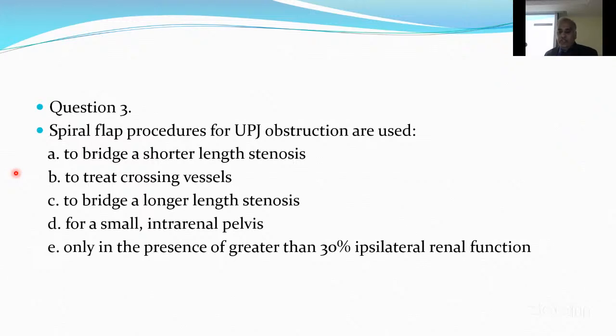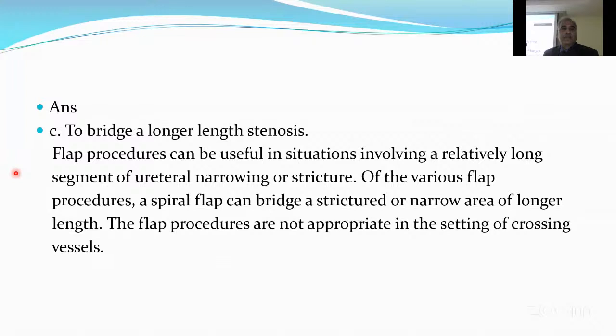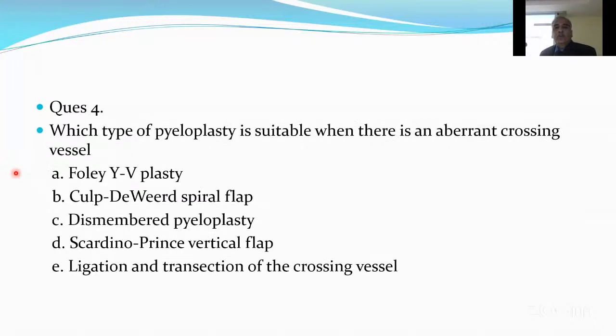Which type of pyeloplasty is suitable when there is an aberrant crossing vessel? So dismembered pyeloplasty. All the other flap pyeloplasties, where you do not actually dismember, that is non-dismembered, you cannot transpose the vessels, right? So dismembered pyeloplasty.